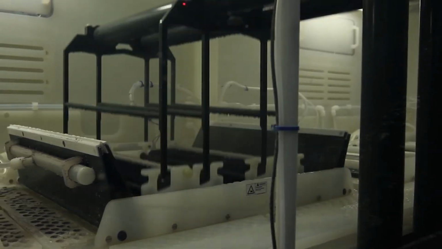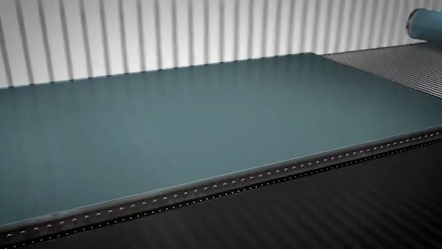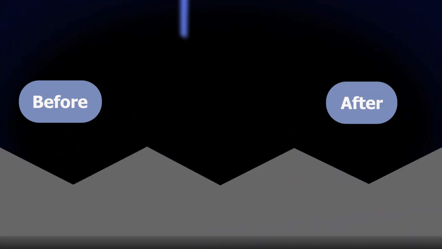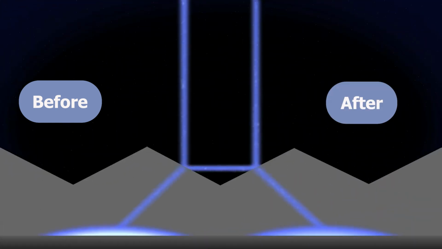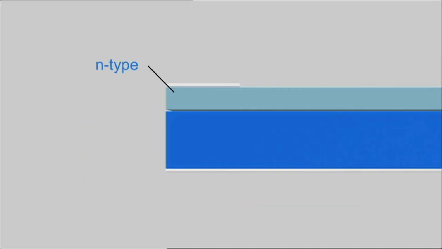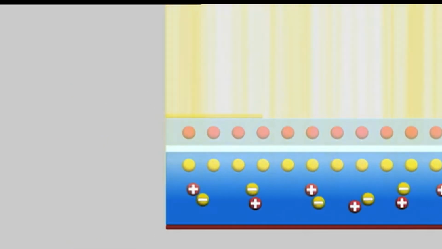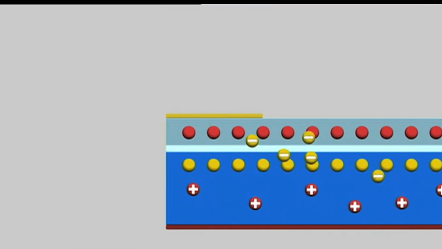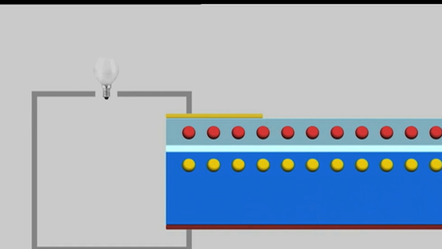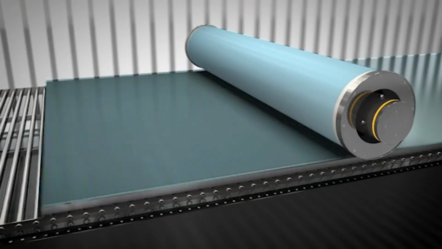The production of solar cells begins with chemically texturing the silicon wafers. Texturing increases the surface area, enhancing the solar cell's ability to capture sunlight while also removing saw damage. After texturing, the wafers are doped with phosphorus, typically using a diffusion furnace. This process adds a negative electrical charge to the top layer of the wafers, creating a positive-negative or p-n junction, which is crucial for converting sunlight into electricity.